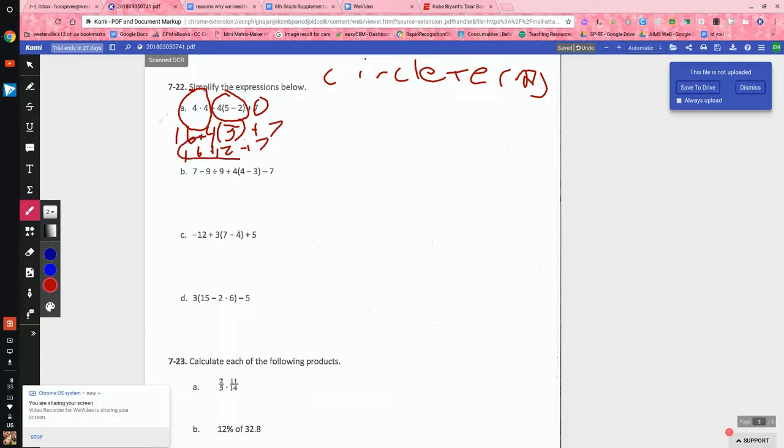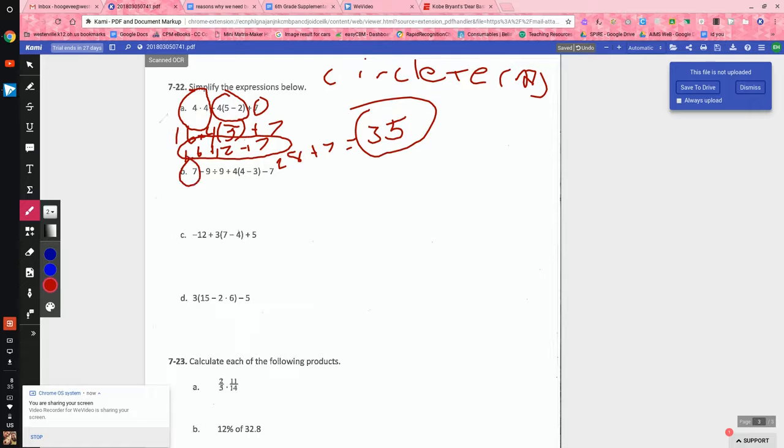And just multiplying from left to right. If you went step by step, you'd have 28 plus 7. And then you would get an answer of 35.